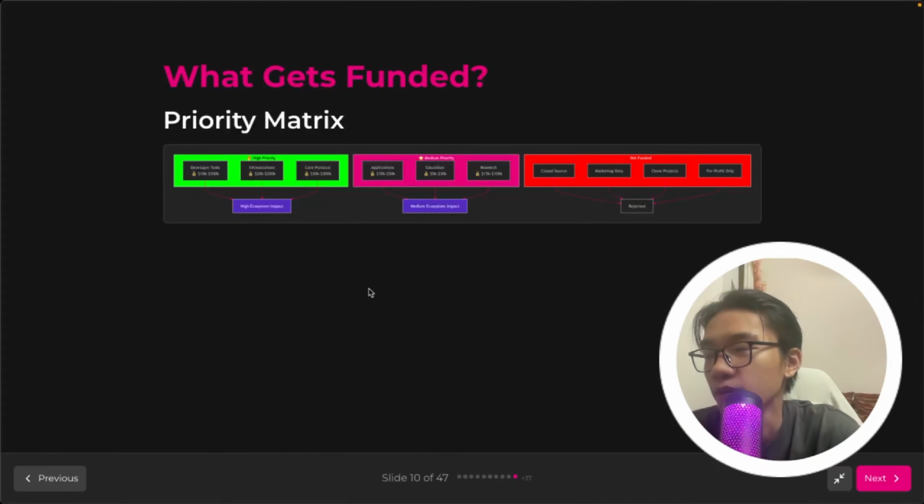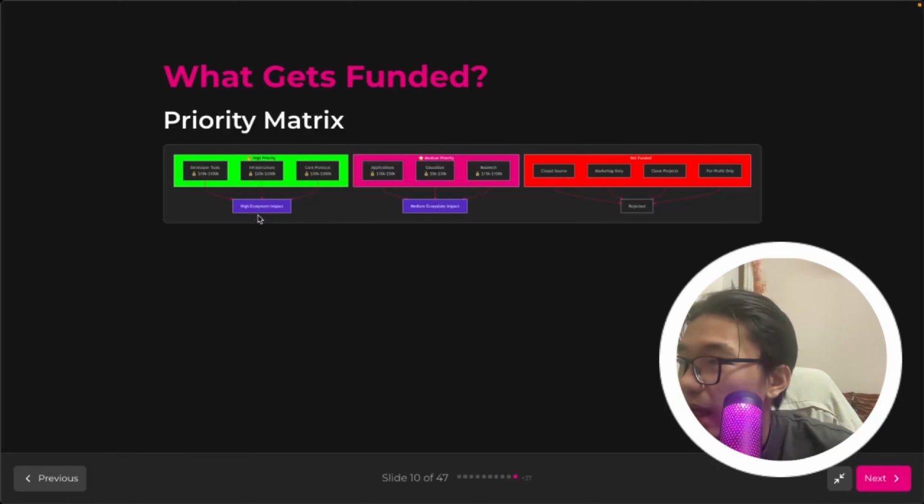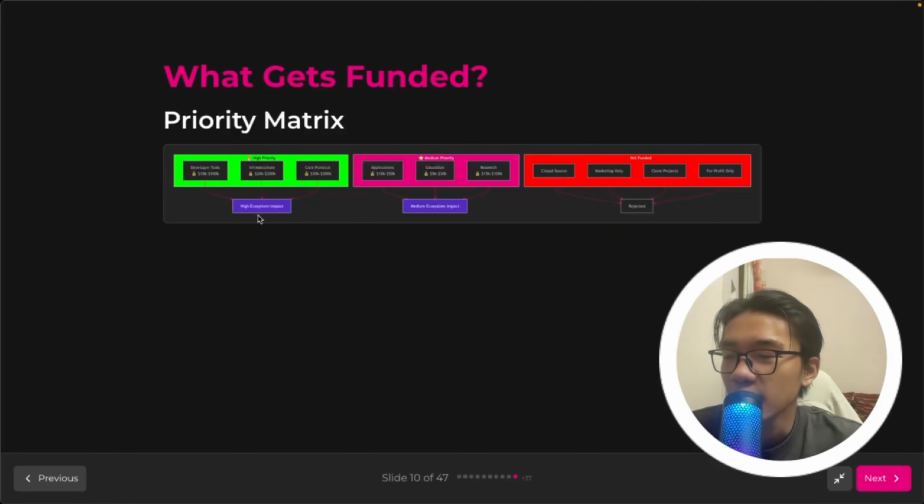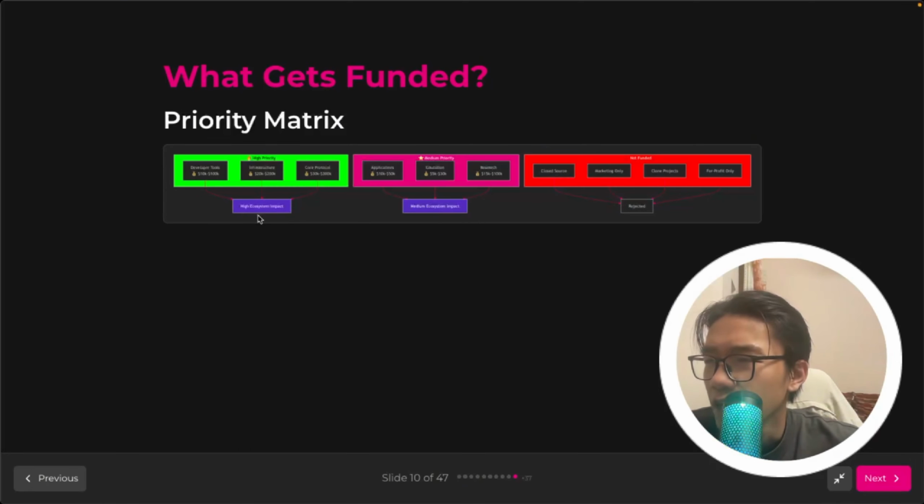So what gets funded? The priority matrix: high ecosystem impact, medium ecosystem impact, depends. Then you can have different tracks. For high ecosystem impact, it's going to focus more on infrastructure, developer tools, and core protocol. All these are in the high priority list, and you can ask for 10,000 to 200,000, depending on the use case, and these are usually what the ecosystem really needs.